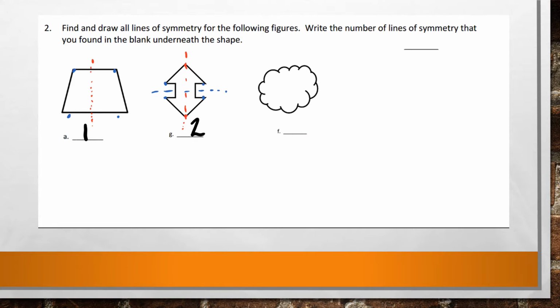Then we have this funky cloud, and it's got all these different curves and edges, and every side is different. So this shape does not have any lines of symmetry because all the edges are different. They won't match up. So there are 0 lines of symmetry.